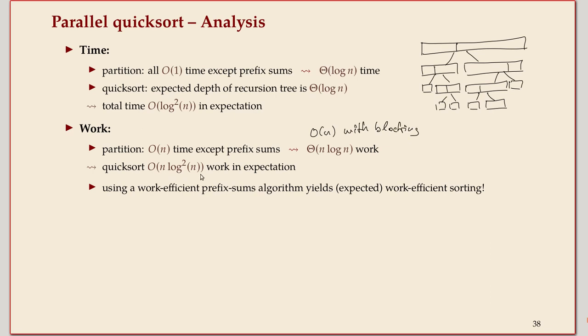And that means this log squared is again using the simple prefix sum algorithm that has n log n work. If we use the work efficient prefix sum, then the whole parallel quicksort is work efficient. It has n log n work, which is the same as a sequential algorithm for sorting, at least if you're not sorting integers, right?